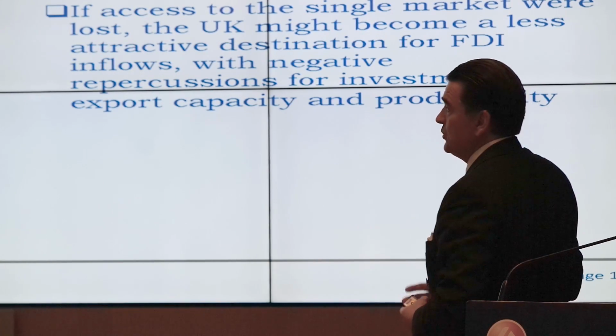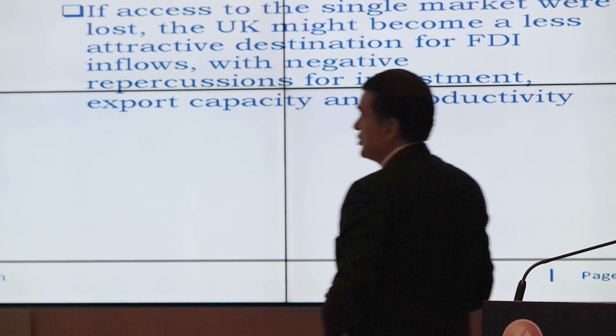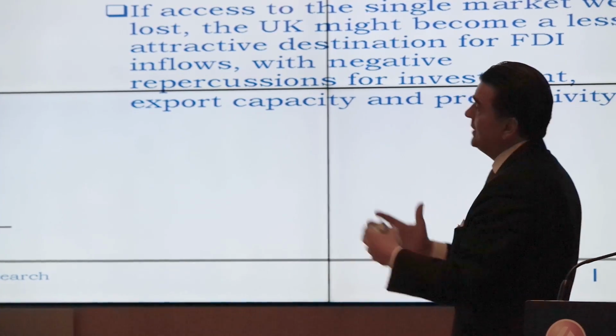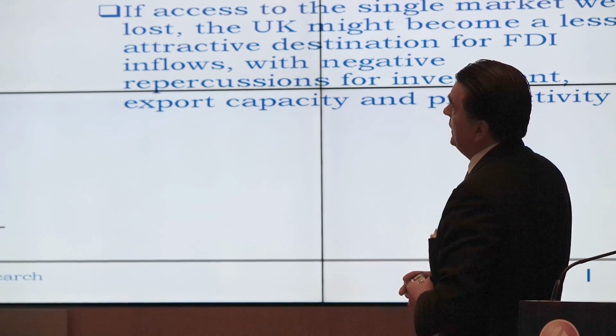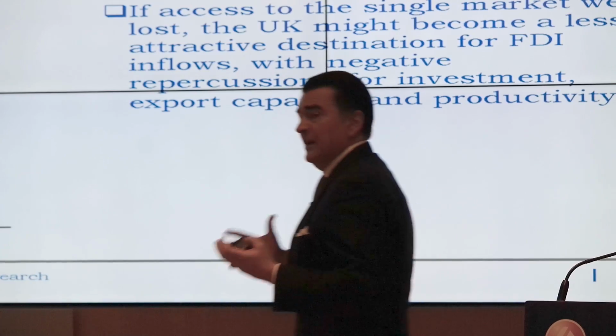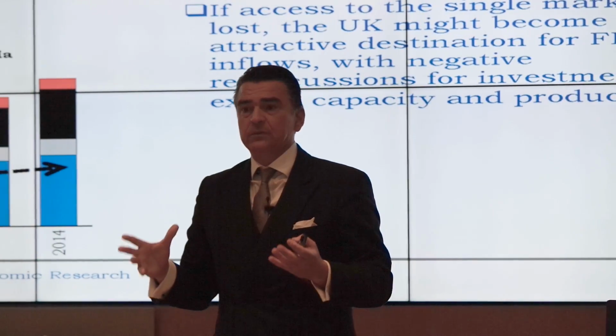In terms of FDI, which is another potential transmission mechanism of the Brexit negotiations and the Brexit outcome, Britain has been a global magnet of FDI.